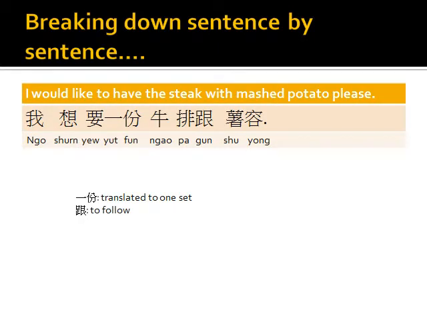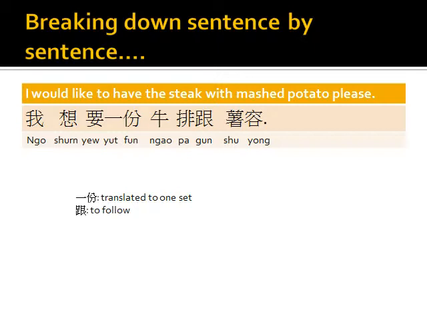Okay, so in this phrase, it says, I would like to have the steak with mashed potato, please. And in the Cantonese version, it says, 我想要一份牛扒跟薯蓉. Now, there's quite a few familiar kanjis, I believe, already in the sentence, like 我, which is me. 想 means to think. 要 means a need, and so 我想要, in this case, when put together, means I would like.